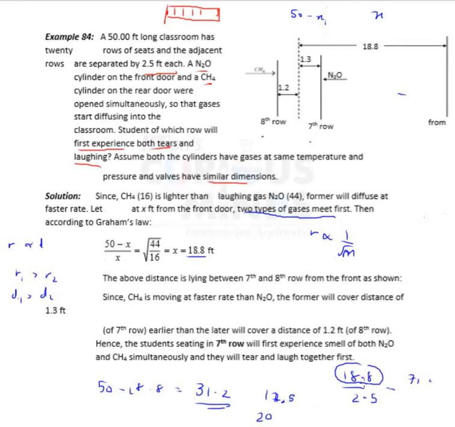So how far is it from the 7th row? Simple, 18.8 minus 17.5, so you can see 1.3, right? Let me write it for you. You will understand better with a diagram. So this is 17.5 away from the front door. This is 20. So this is 18.8, right? You can see the distance is 18.8. So 18.8 minus 1.3 is 17.5, and 18.8 plus 1.2 is 20. So basically CH4 is coming from the 8th row, and N2 is coming from here.